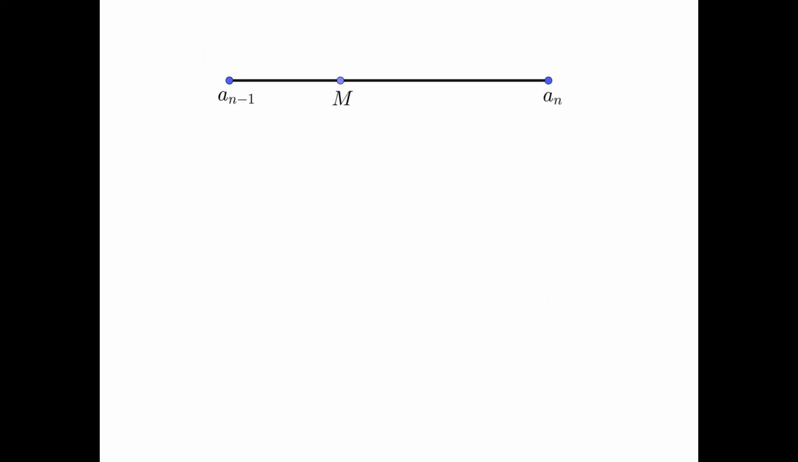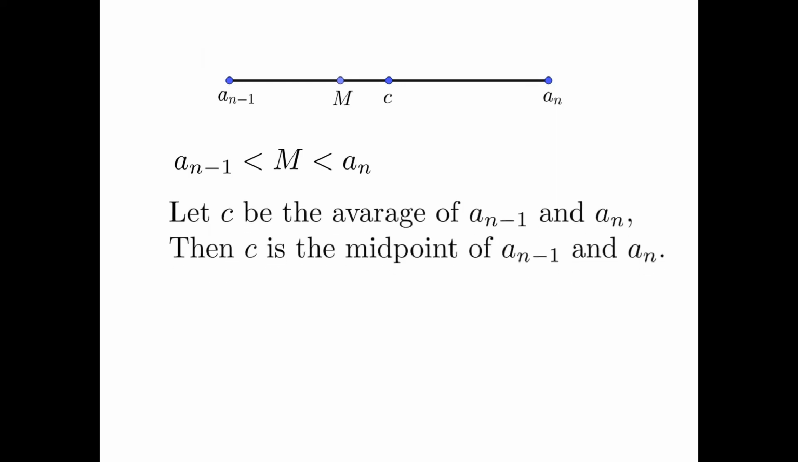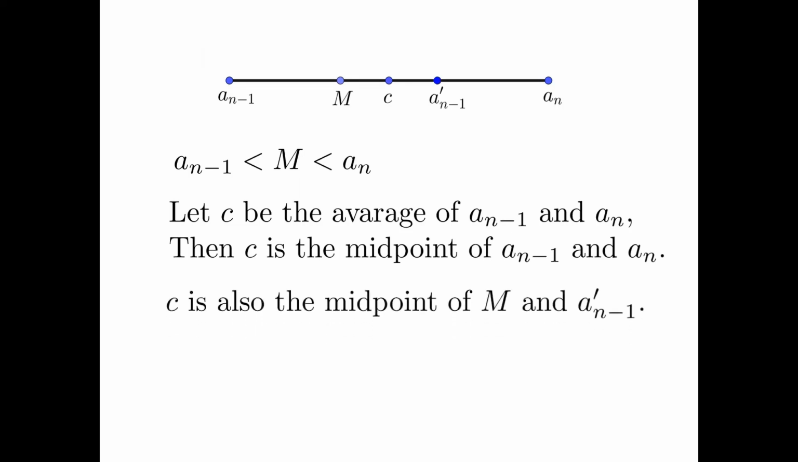Look at the graph. a of n minus 1 is less than m, and a of n is larger. We assume their average is c. Then c is the midpoint of the segment a of n minus 1 and a of n. Therefore, c is also the midpoint of the segment m and a prime of n minus 1. Of course, a of n minus 1 times a of n is less than a prime of n minus 1 times m.